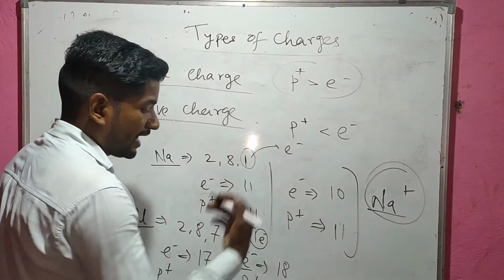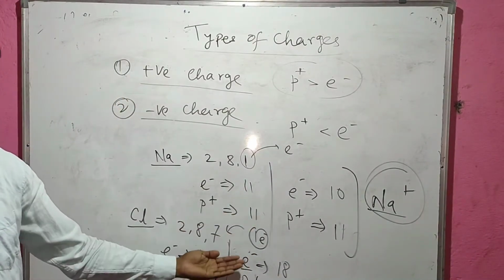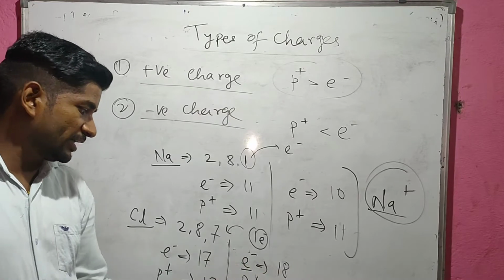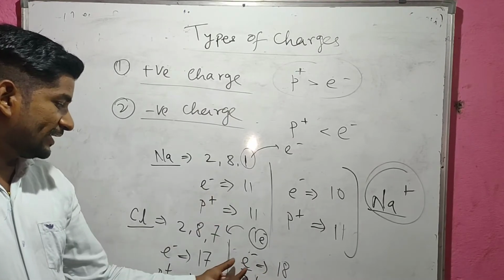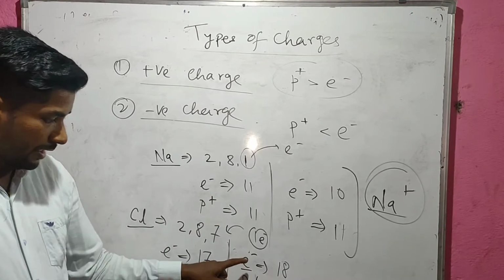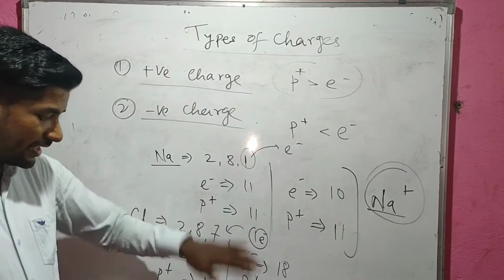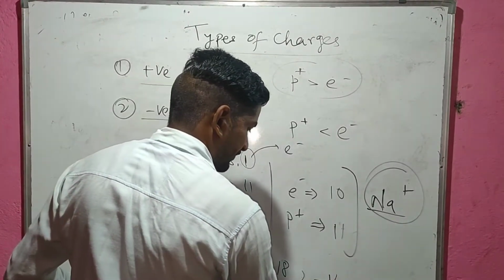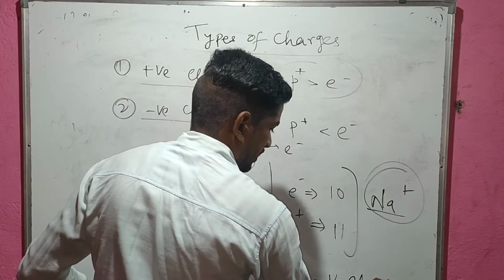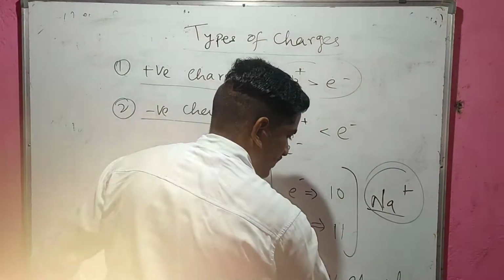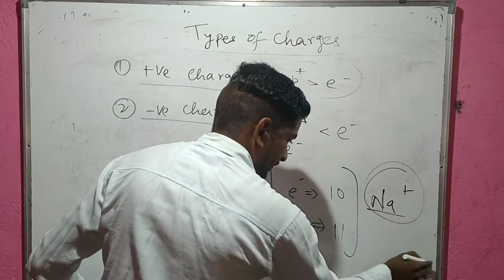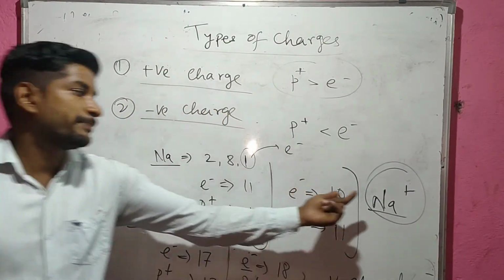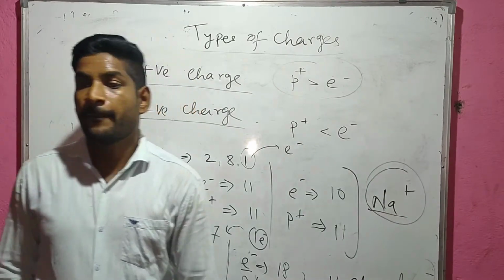Hence, which charge is dominant, 18 or 17? You can see easily that the number of electrons is greater than the number of protons. Hence, the body will become negatively charged and it will be written as Cl minus. Minus represents that it is negatively charged and plus represents that it is positively charged.